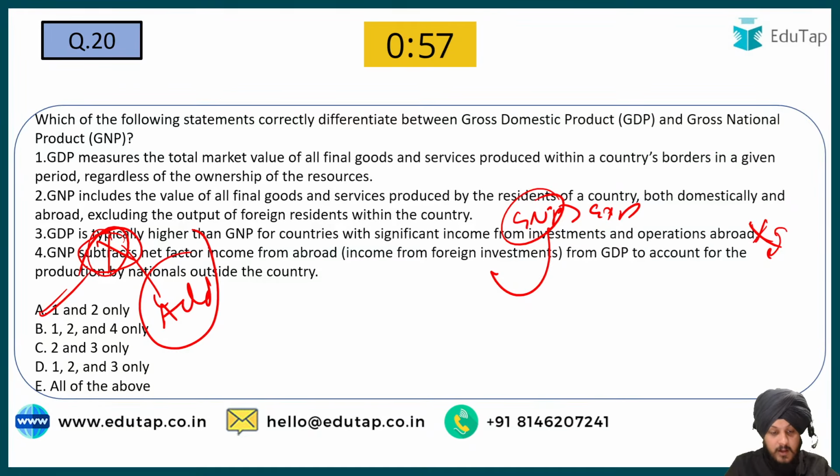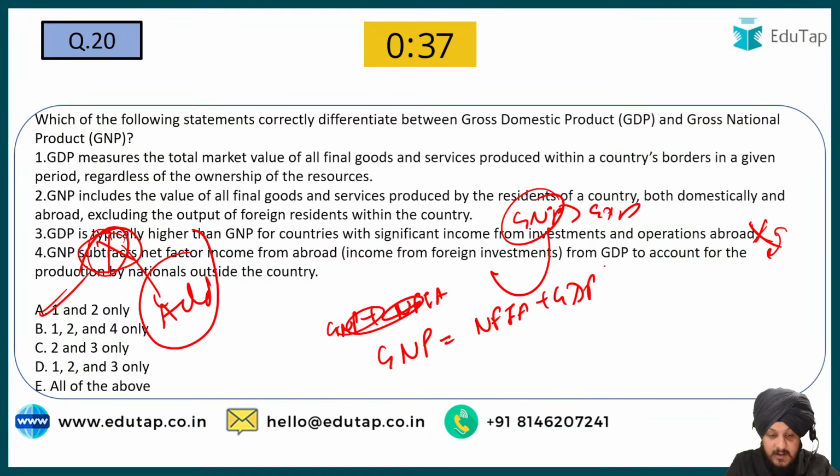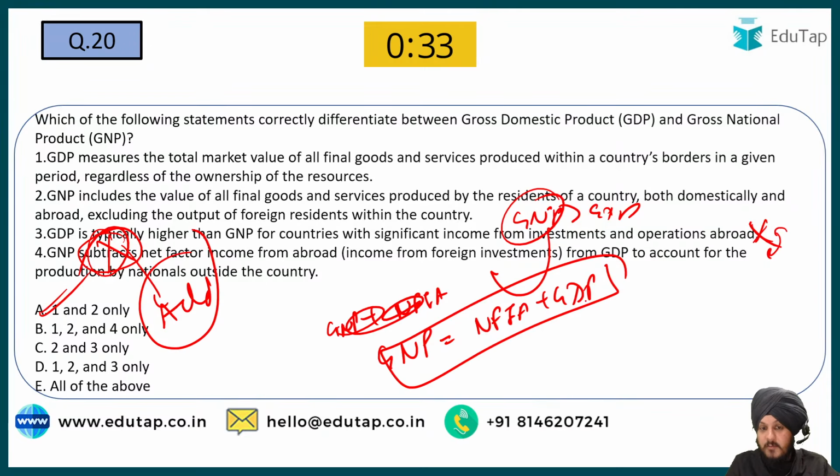So I hope it is clear to everyone why A is going to be the answer, because when we talk about GNP, GNP basically adds the net factor income from abroad. ऐसे लिखूं मैं इसको अगर, GNP, what it does, it basically adds the net factor income from abroad with GDP, right? So it does not subtract it, add हो जाता है इसमें, तो इसलिए GNP हायर आता है इस केस में, right? So that is why यहाँ subtract लिखा है. This is going to be the incorrect statement. So A is going to be the answer to this question.